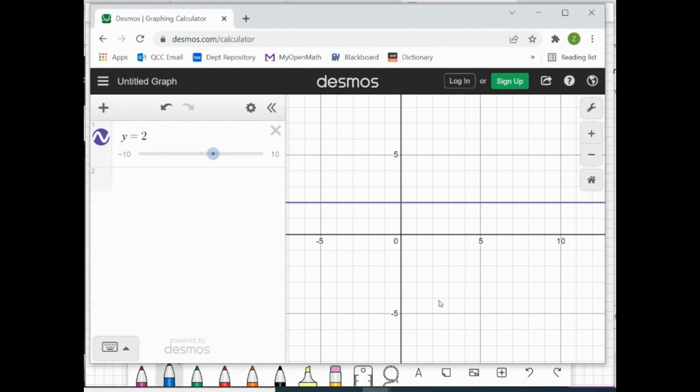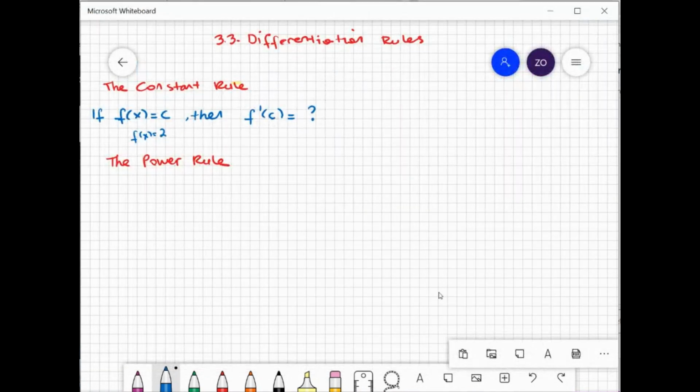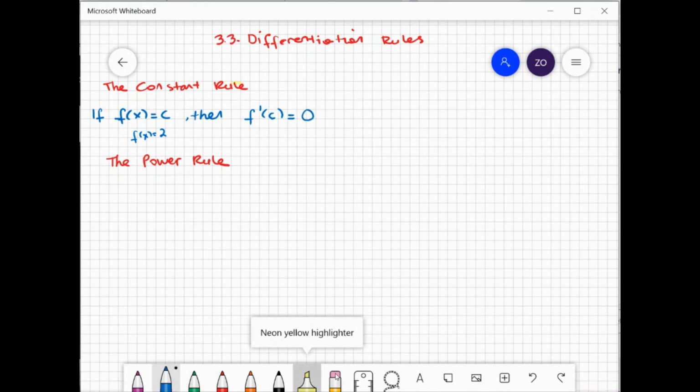A horizontal line, right? The graph of a constant function would be a horizontal line. What is the slope of a horizontal line? Because it is not going up, it's not going down, there is no change in the y values. So the rate of change is 0, and we can say that the slope is 0. Whenever you have a constant function, you can say the derivative is 0.